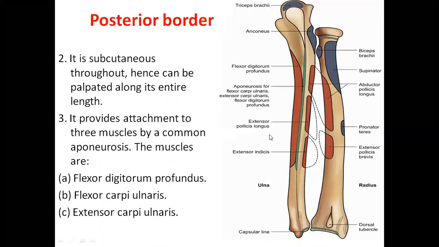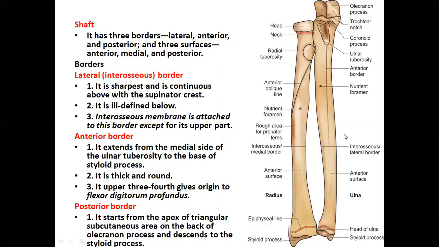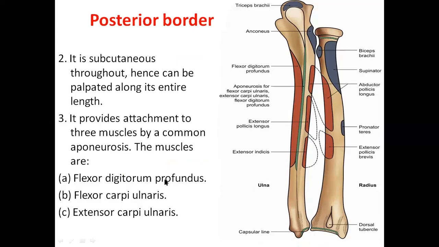The front border is the anterior border. The upper three-fourths gives origin to flexor digitorum profundus. I'll show you in other pictures. This one, flexor digitorum profundus. This is the front anterior surface. Anterior border is also involved. Then the posterior border is seen from behind. So it starts like here, you have this is the posterior border.